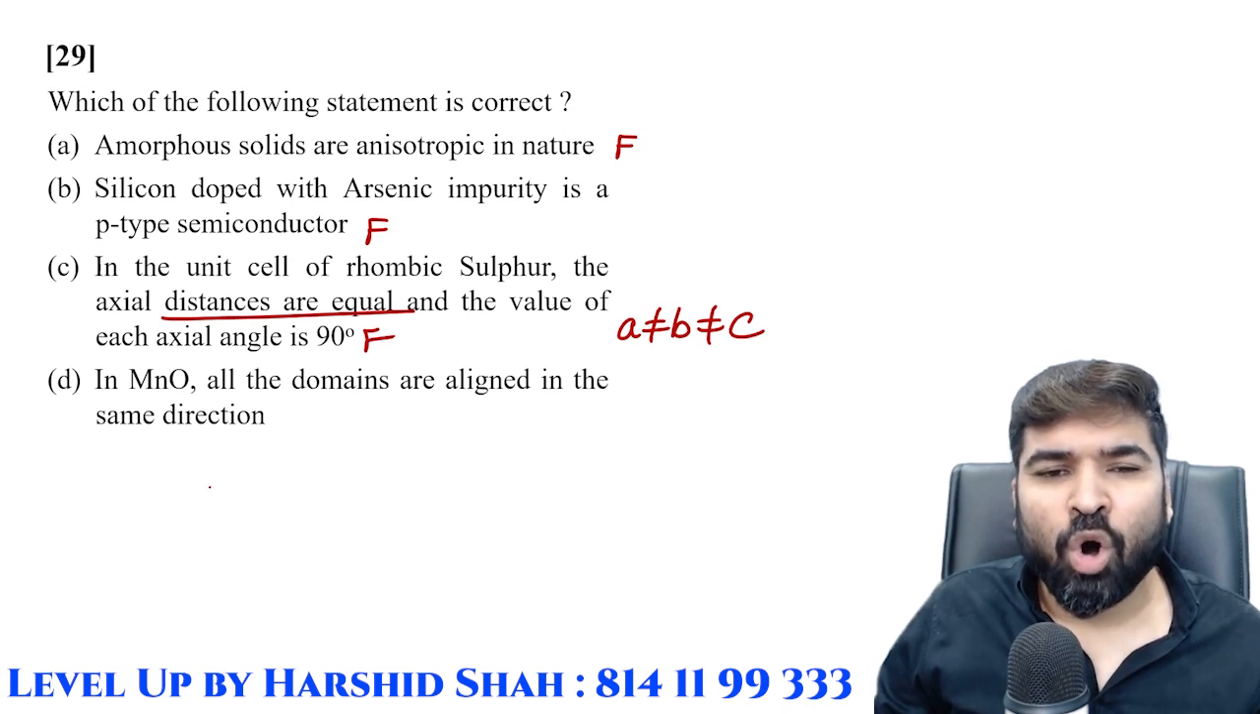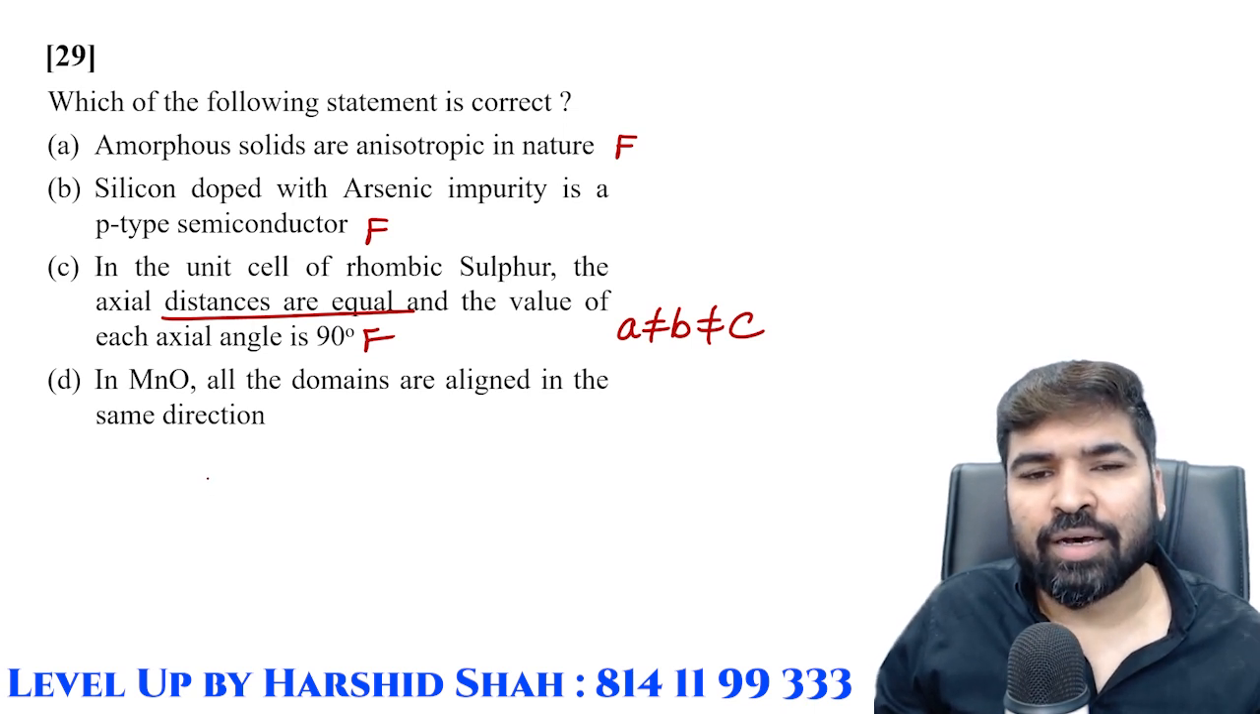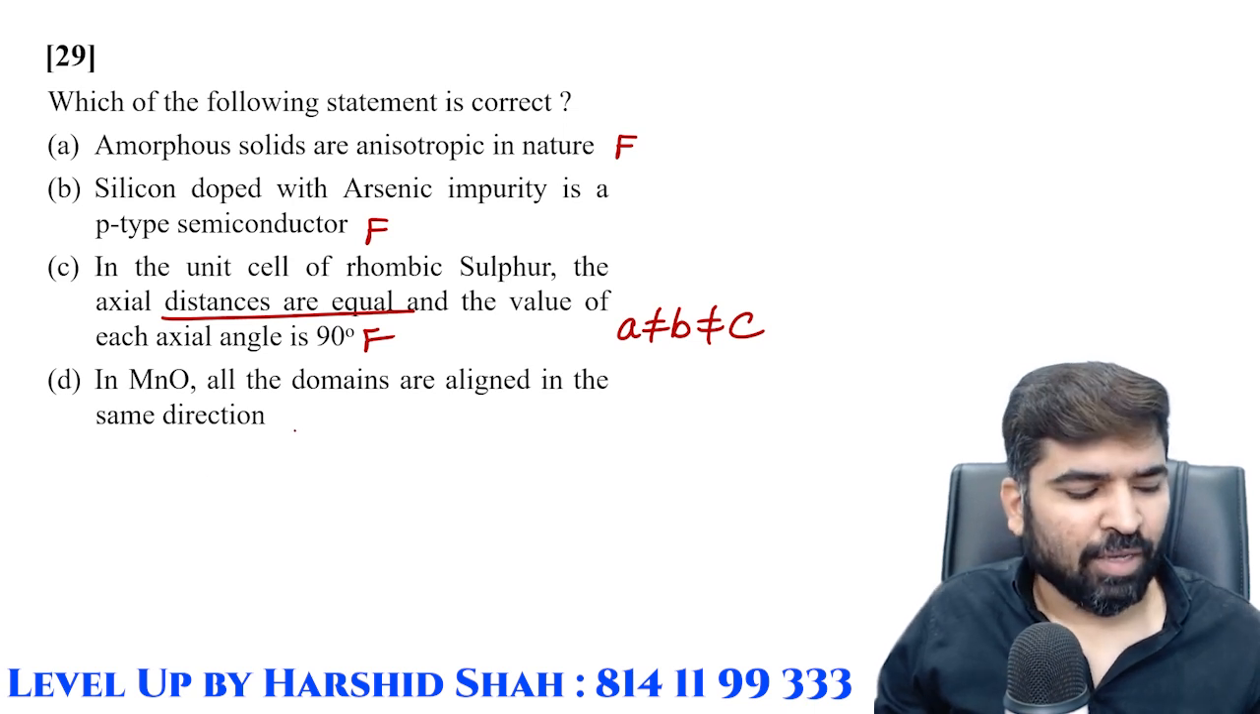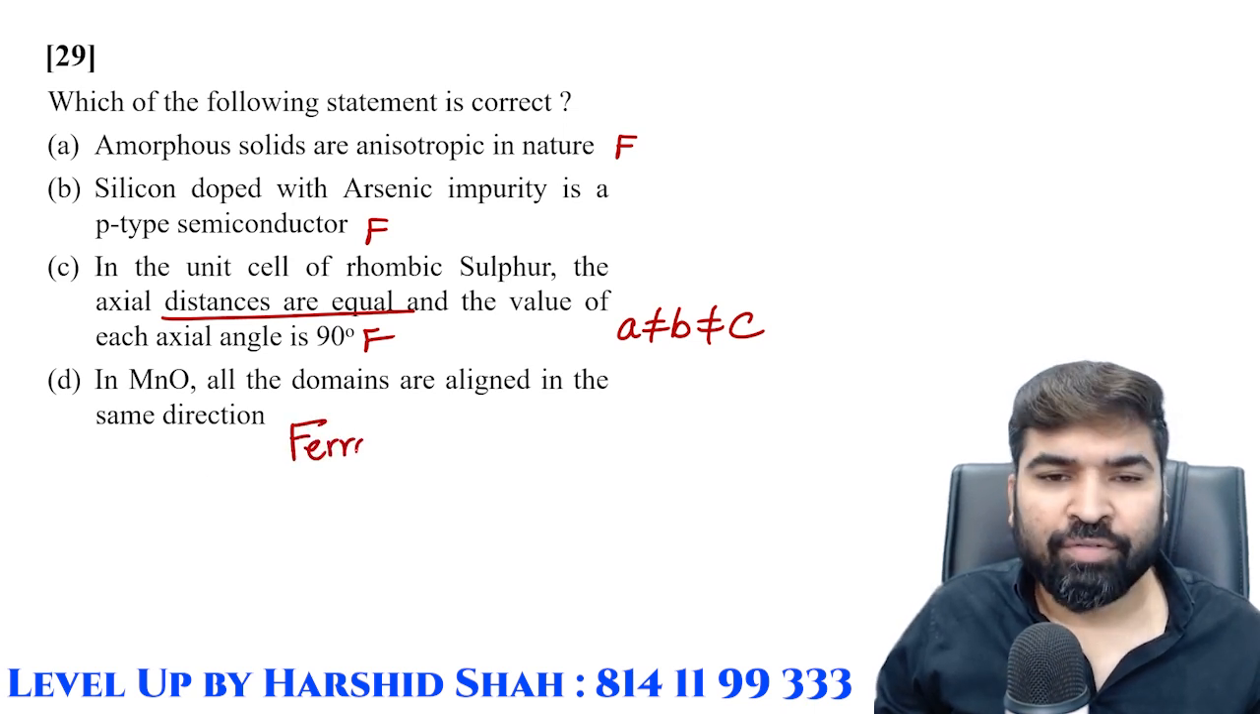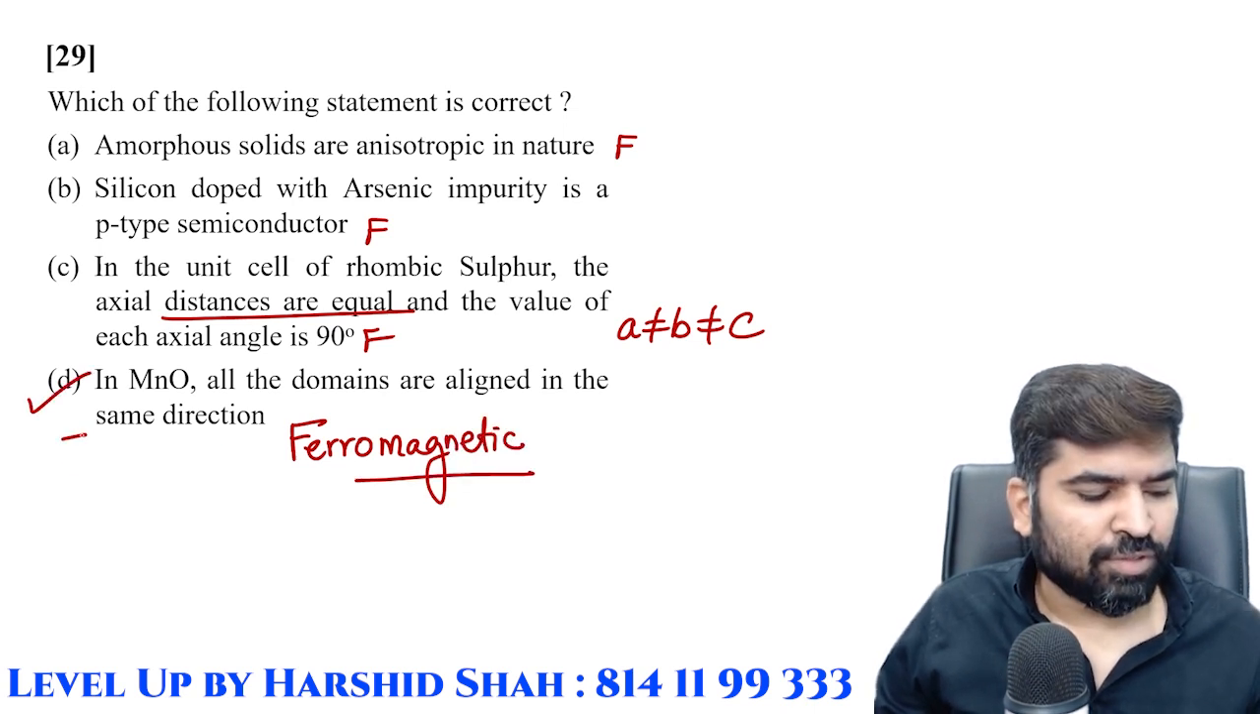In MnO, all the domains are arranged in the same direction. Meaning MnO is a ferromagnetic substance. Is it correct? Yes, that is the correct statement.